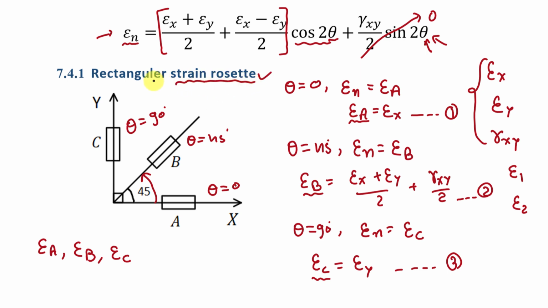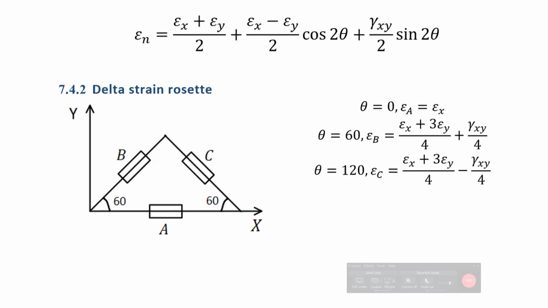Now we will discuss the delta strain rosette. In this strain rosette, the three strain gauges are arranged in a delta shape. Here this angle is 60 and this angle is also 60. Now in this case we will also use the same equation. For strain gauge A, the value of theta is 0. For strain gauge B, the value of theta from the x-axis is 60 degree.